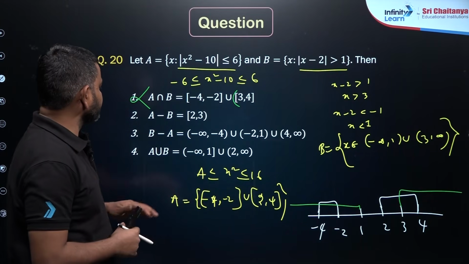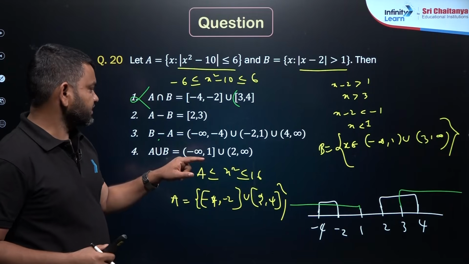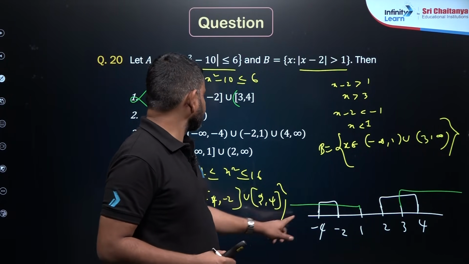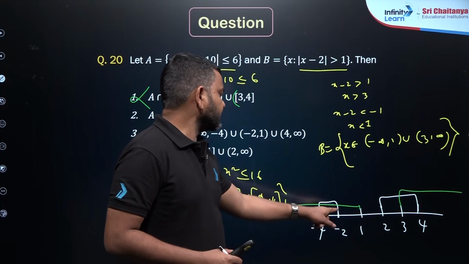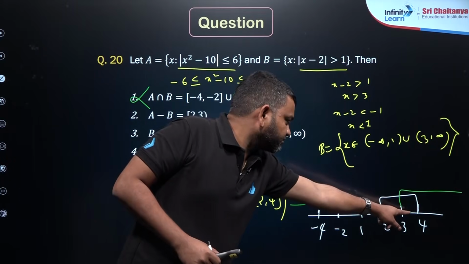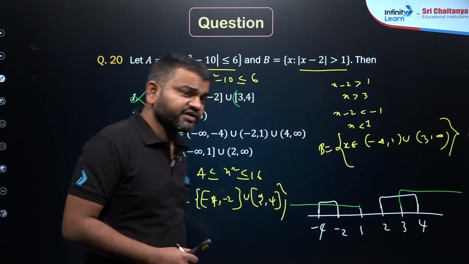But if you see option number 3, B minus A, the green color minus the other one, so minus infinity to minus 4 is good, and here this is subtracted, so 2 to 1, that is good, and from that 2 to 4 is removed, so 4 to infinity is there.